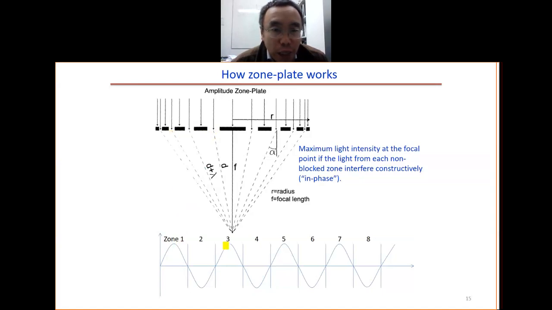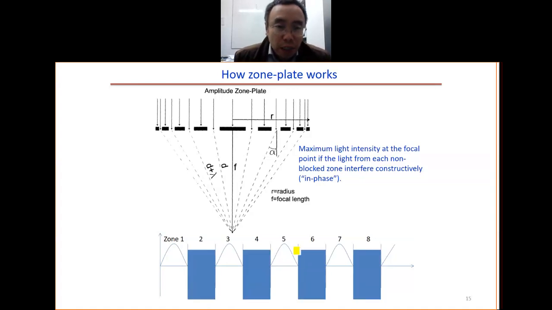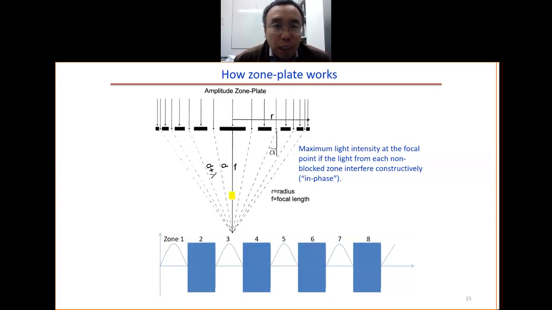So effectively, those openings, like 1, 3, 5, will interfere constructively. If we block the 2, 4, 6, that means if we block those areas, then all the light will come out and interfere constructively. This way we effectively get focused. So we have a focal point here. But it is different from the normal lens, because there can be more than one focal point.